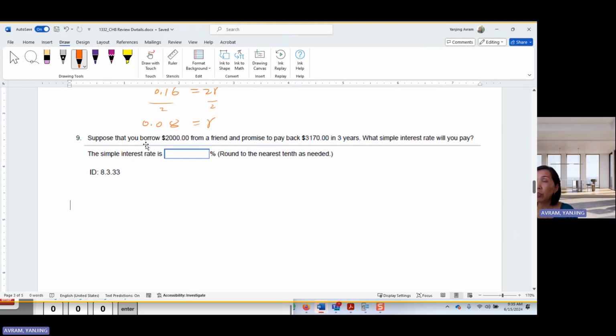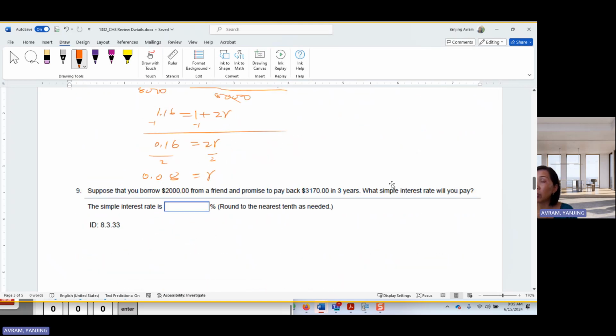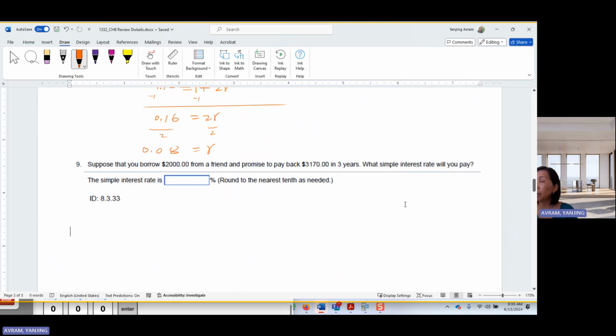All right, number 9. Suppose that you borrow $2,000 from a friend and promise to pay back $3,117 in 3 years. What is the simple interest rate you will pay? Basically this one is still similar to the one we had earlier. This one still says simple interest, so when we have simple interest, we can use this formula, I equal to PRT. This is also for simple interest. You want to choose the right formula in here, so it's pretty similar.